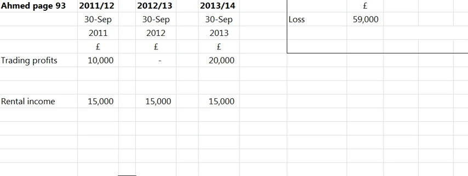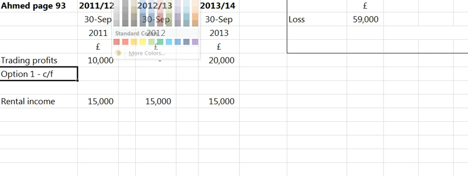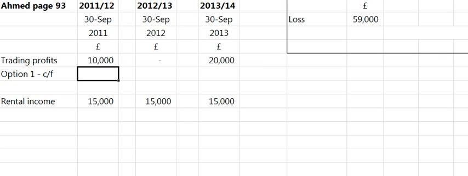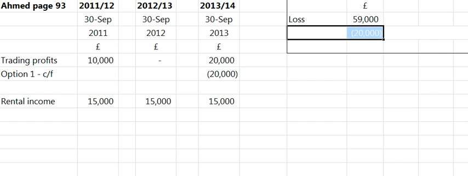So we've made the loss in 12-13. To undertake option 1, you go forward to the next available trading profits, which is there, and you can deduct 20,000. You can't do any more. It's got to be as much as possible. So if we use option 1 and we carry forward, we end up with a loss carry forward of £39,000, and that loss will be carried forward to the next available trading profits, hopefully in 14-15.